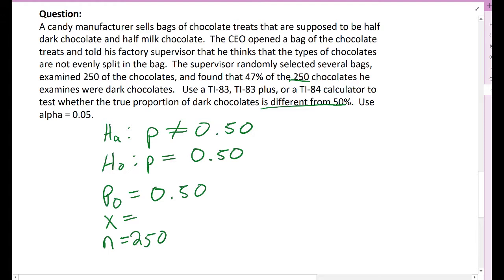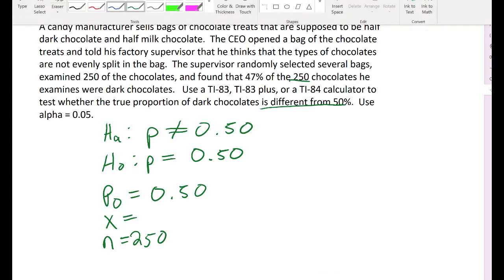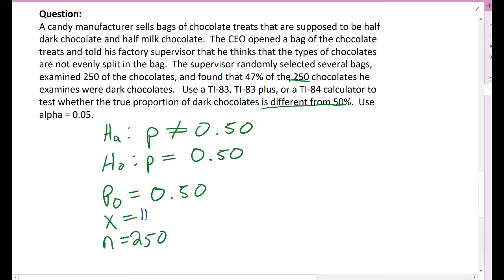So x represents the number of dark chocolates. And so they tell us 47% of the 250. So the number of dark chocolates for us will be 47% times 250. So we're going to take 0.47 and multiply that by 250.